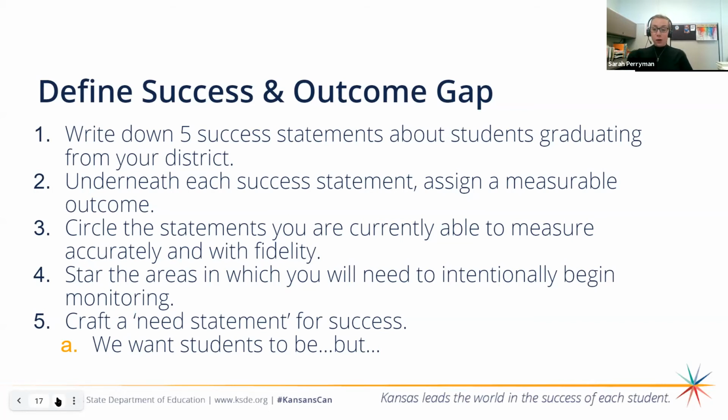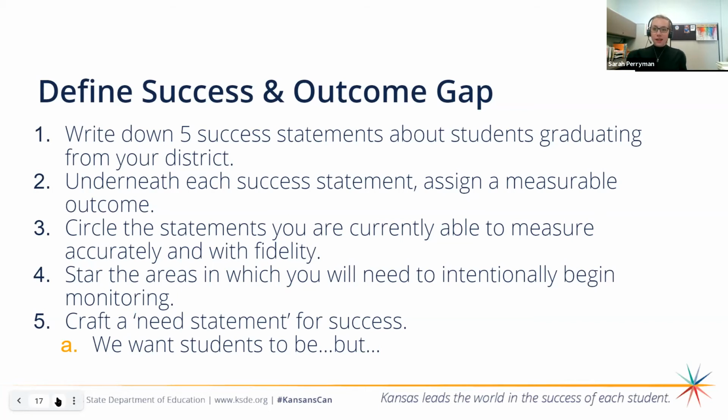This can be tough for some of our statements, and that's okay. Our next step is to circle the statements that you're currently able to measure accurately and with fidelity. So if we want our students to have academic skills, that's something we're really adept at measuring. So that would be something I can circle. But we know that there are other areas that we don't have strong capacity for measuring. And those are areas that we want to star. Those are areas that we need to begin monitoring with intention. And all of that will lead you to your needs statement.